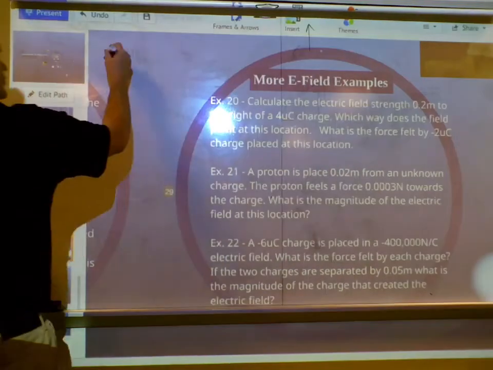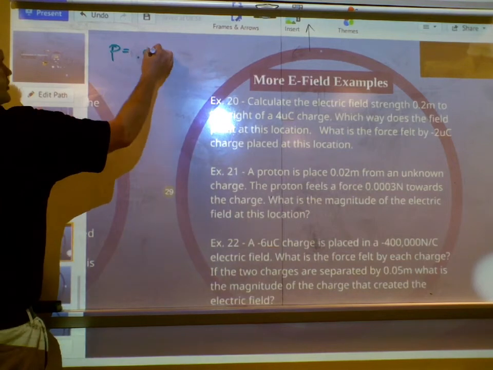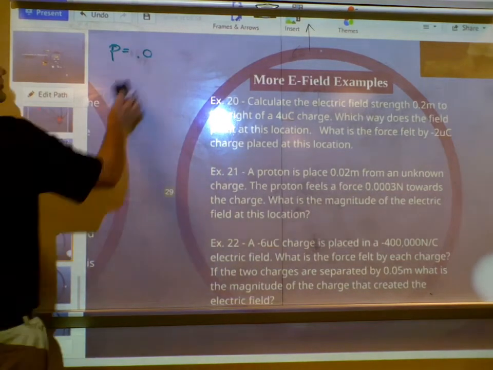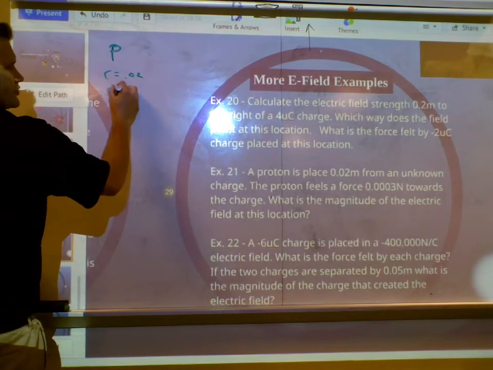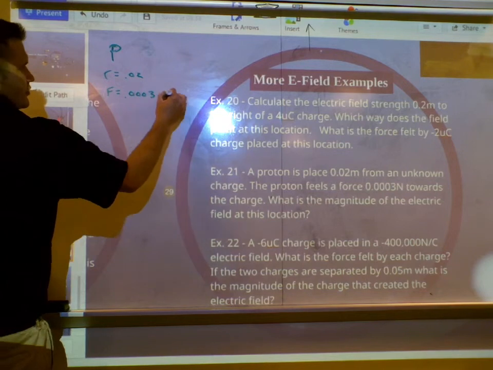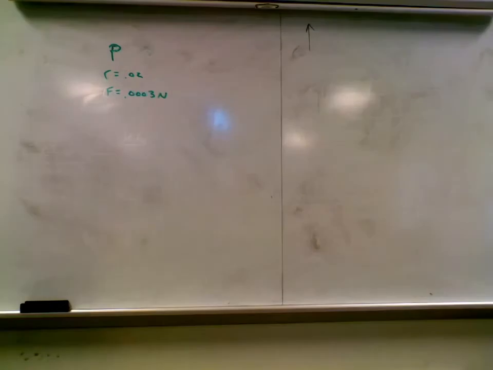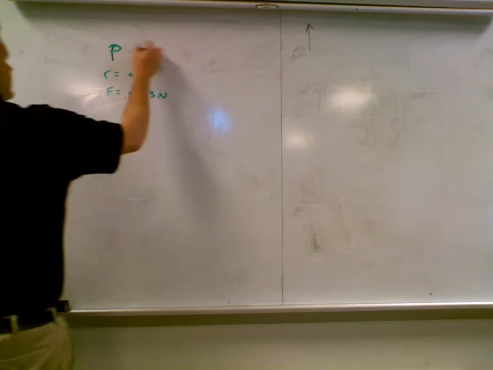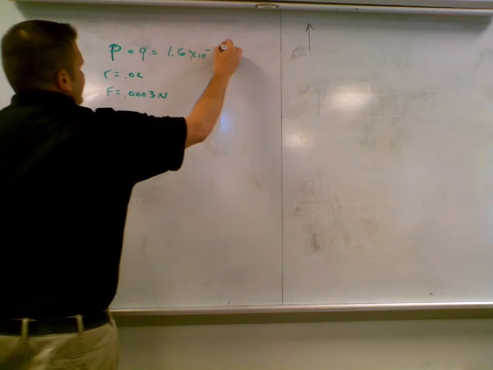We know Q. Now, the proton, is this a big Q or a little Q? Let me write down the radius real quick. The force. Okay. Is the proton a big Q or a little Q? Little Q. Is the proton creating the field or experiencing the field? It's experiencing the field, so that's our little Q. So little q is 1.6 times 10 to the negative 19 coulombs.